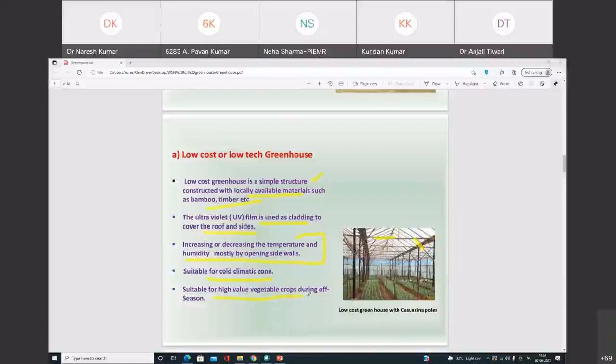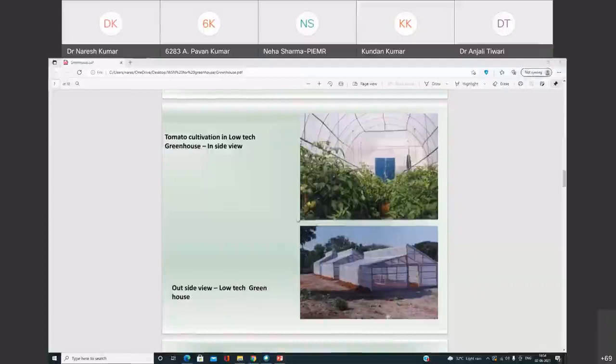So if one farmer is hesitant, then one can begin with such low cost, low tech greenhouses. And further, if they see the benefits are there, then they can go for another. That is the tomato cultivation in a low tech greenhouse, with the inside view in that case, and the outside view of the low tech greenhouse. So there will be many such greenhouses, and this cultivation can take place.